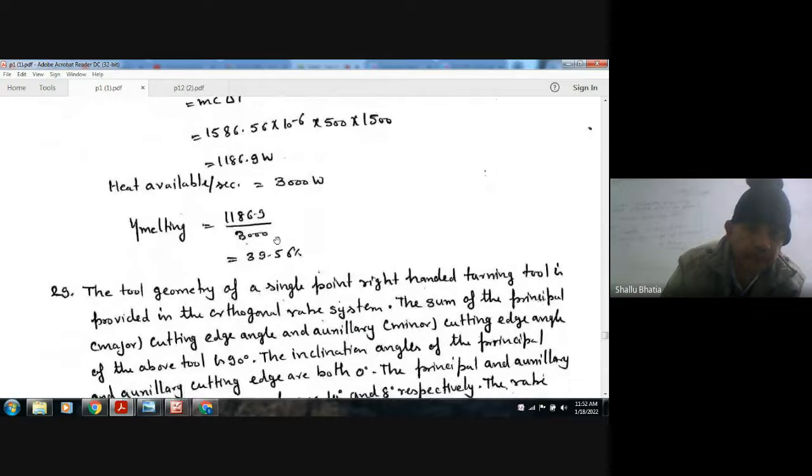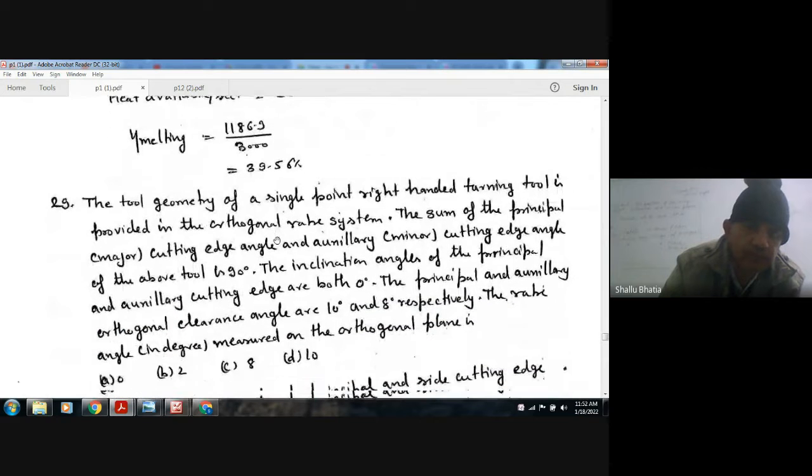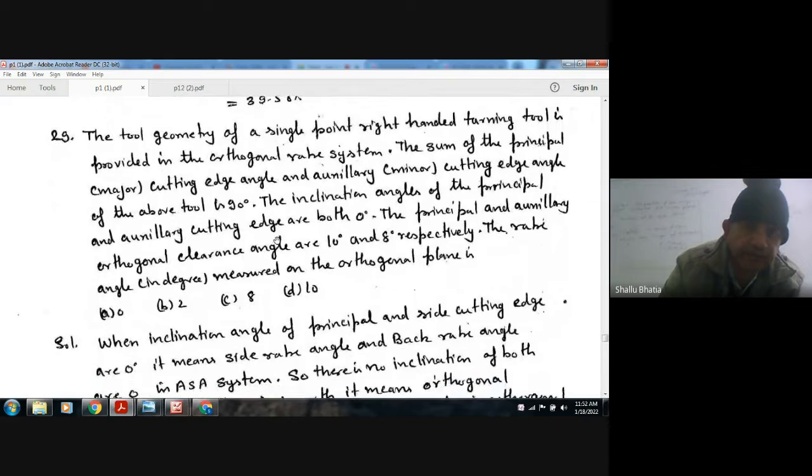Next, the tool geometry of a single point right-handed turning tool is provided in the orthogonal rake system. The sum of the principal cutting edge angle and auxiliary minor cutting edge angle of the above tool is 90 degree. The inclination angle of the principal and auxiliary cutting edge are both 0 degree. The principal and auxiliary orthogonal clearance angles are 10 degree and 8 degree respectively.